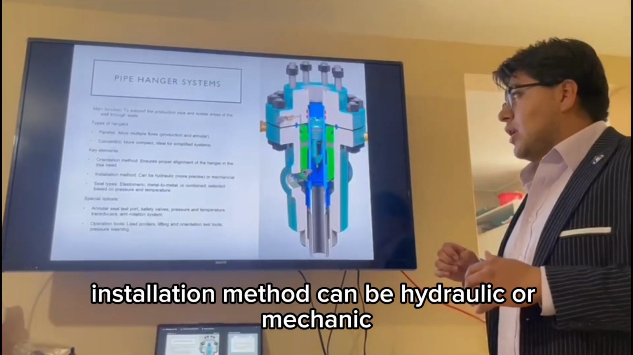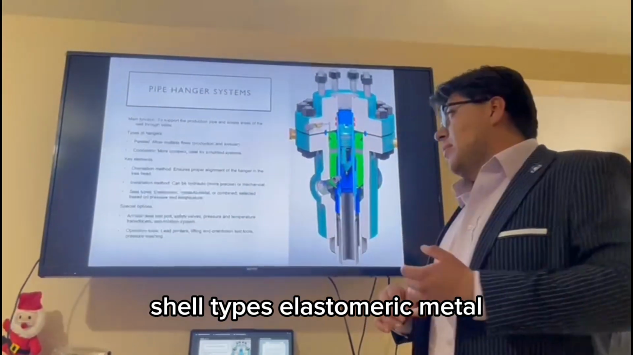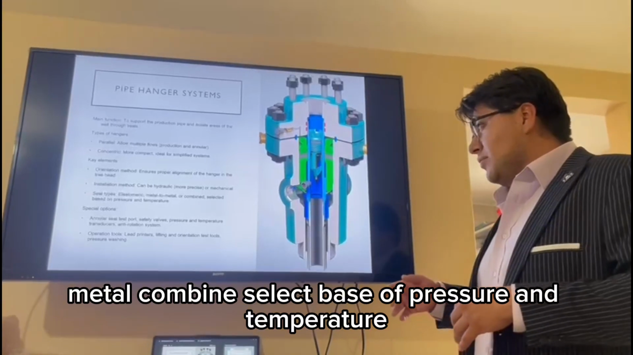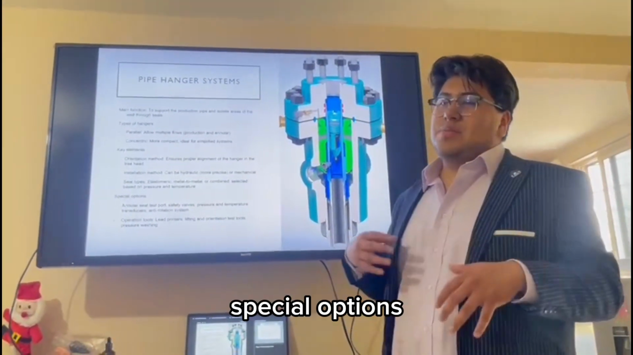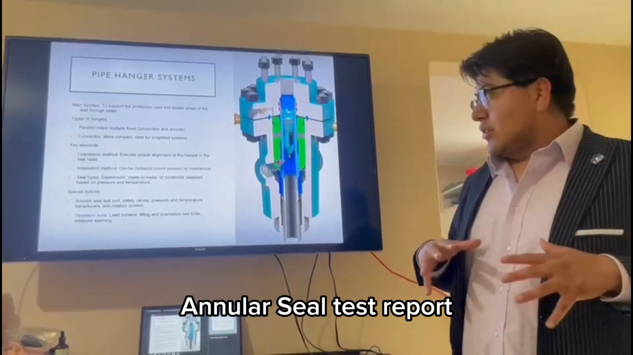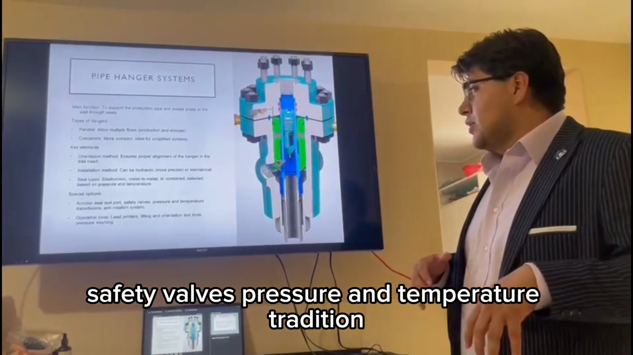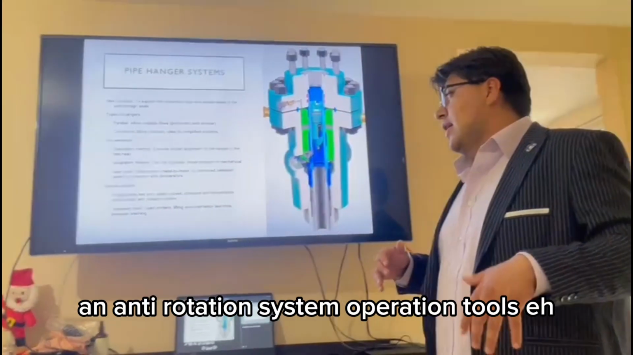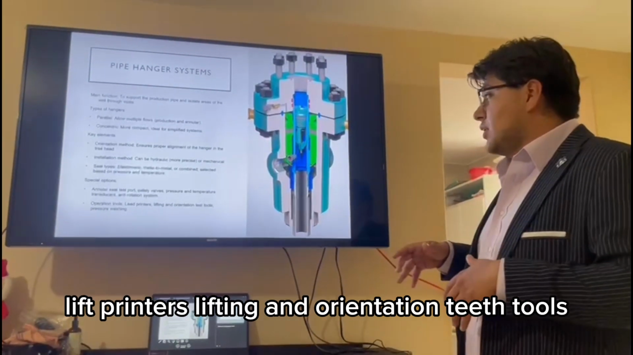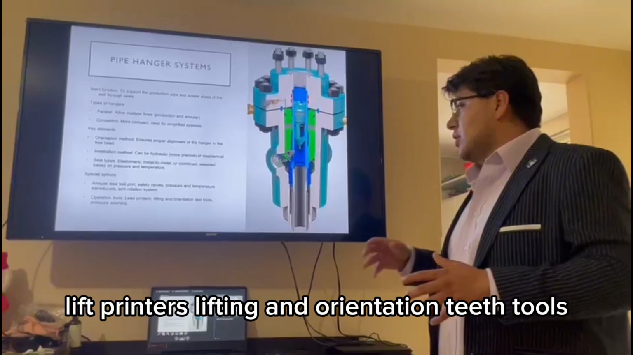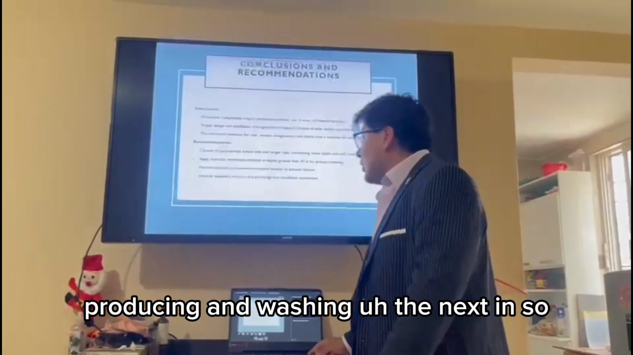Installation method can be hydraulic or mechanical. Seal types: elastomer, metal, combined, selected based on pressure and temperature. Special options: annular seal test port, safety valves, pressure and temperature gauges, and anti-rotation system. Operation tools: lead impression tools, lifting and orientation tools, pre-running, washing. The next.